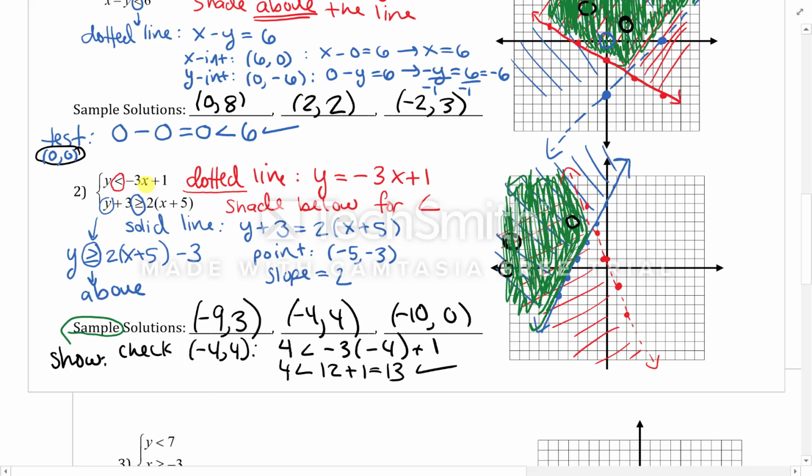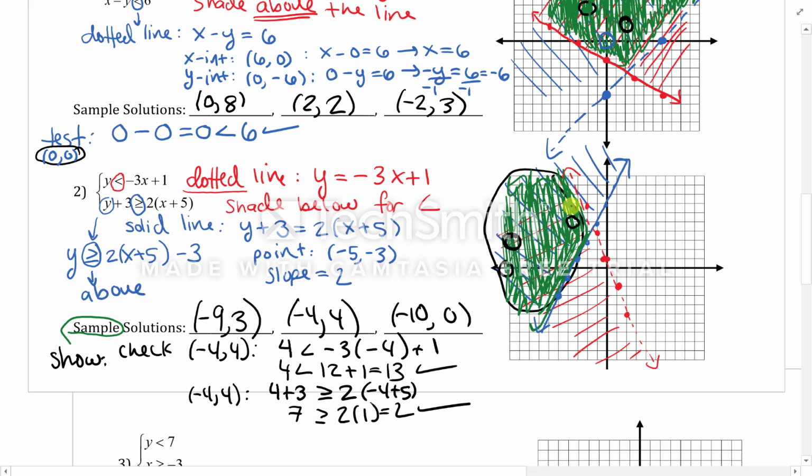And then I would also check it with the second line. So again, I'm plugging in 4 for the y, so I get 4 plus 3 is greater than or equal to 2 times, and then I plug in negative 4 for x. And that tells me that 7 is greater than or equal to 2 times 1, which is 2, which is true. So that's what it means for something to be a solution: when you plug in both of the coordinates for x and y into both inequalities, it makes both of them true at the same time. That's what all these green points are doing over here. Any point in this green area is going to satisfy both of these inequalities.